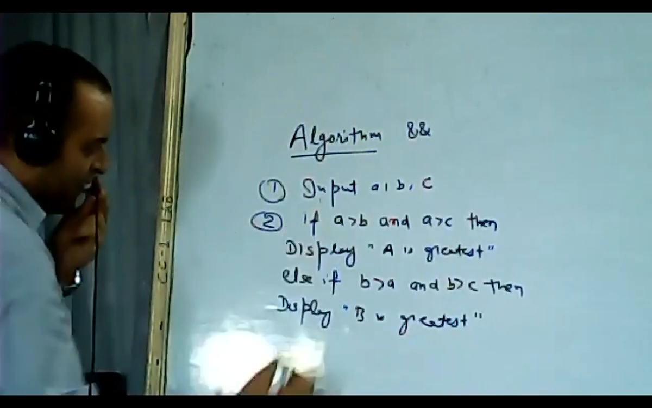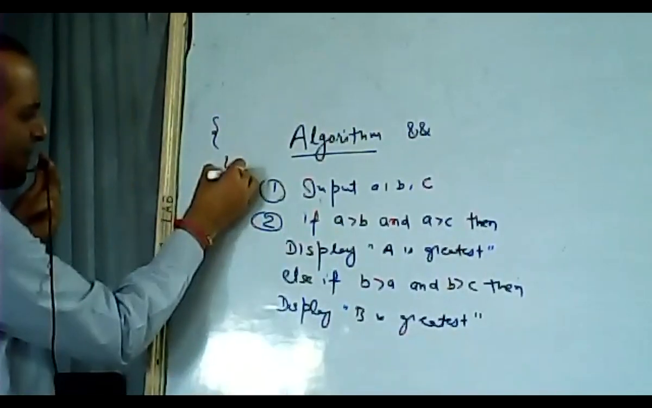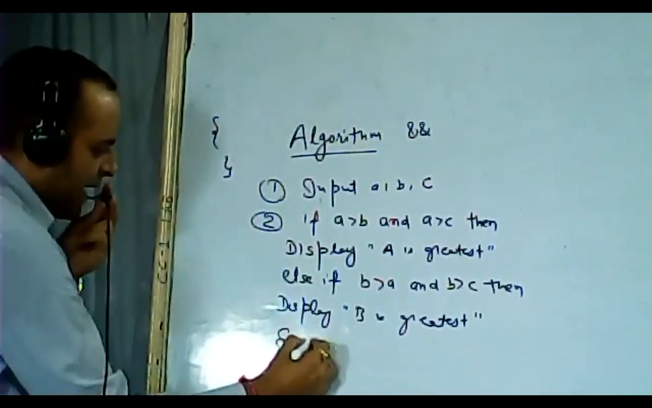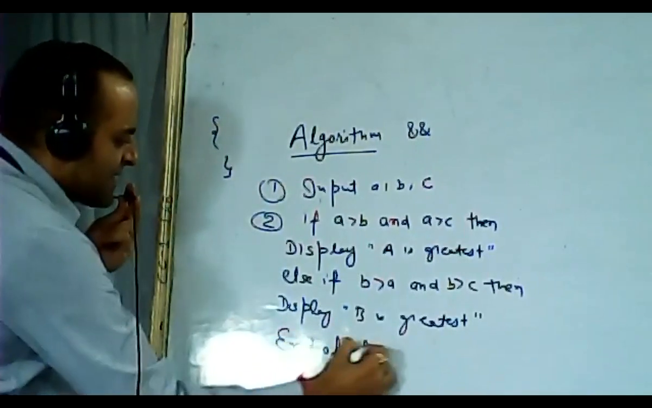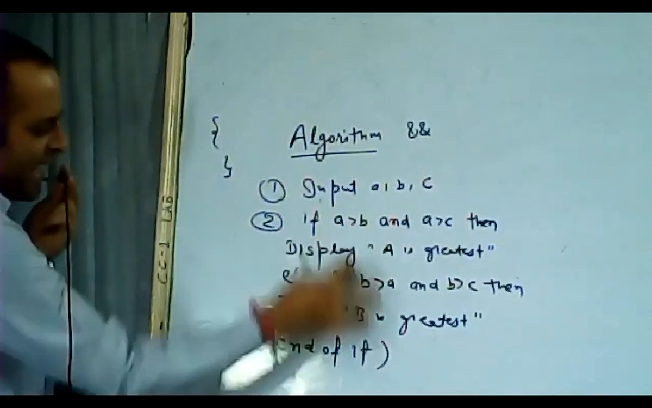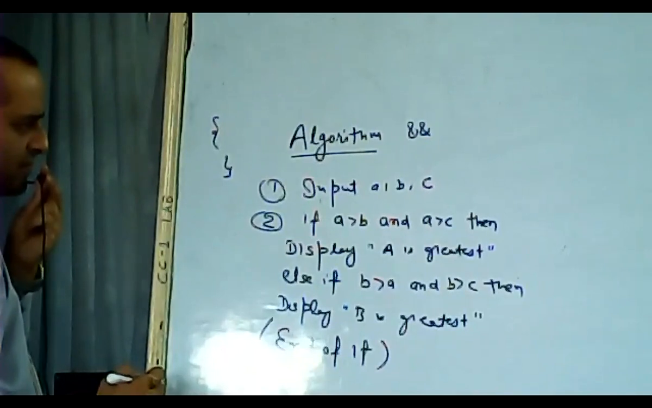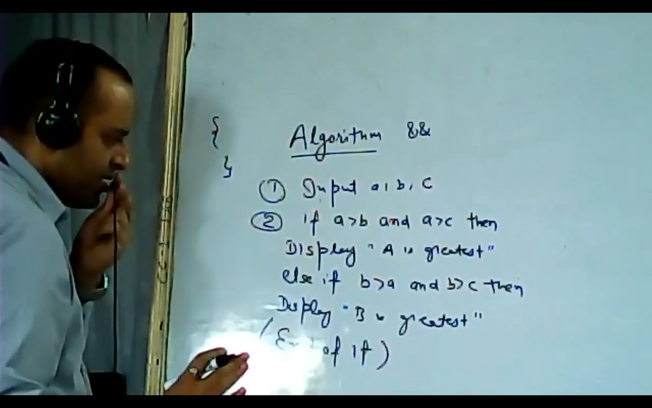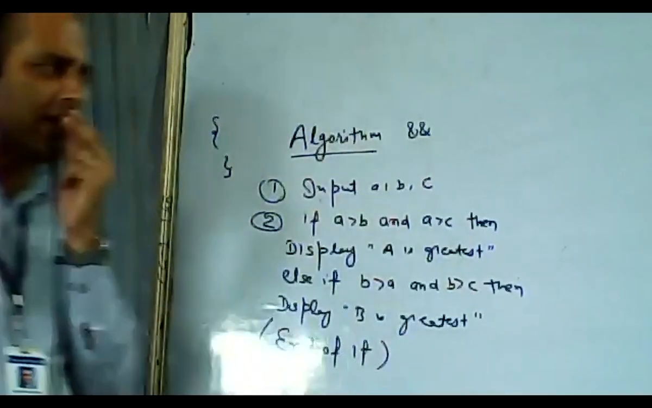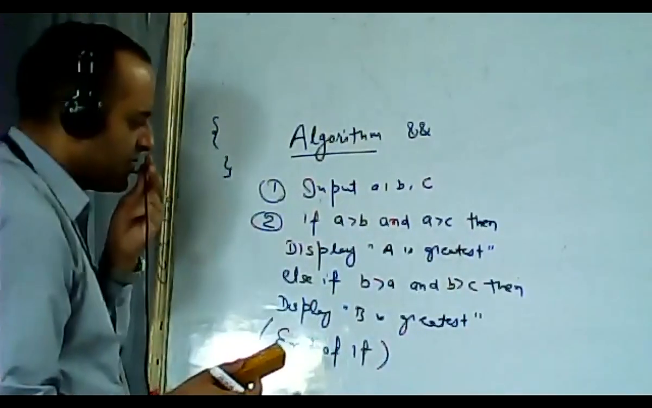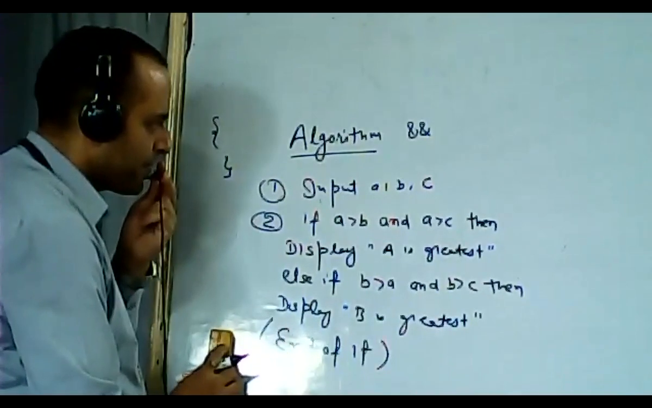And when you end the if, because in a program we use curly brackets, but here we use end of if. This end of if says this if is ending here. Is it clear to everyone? An algorithm is just a series of steps in which we describe the solution to any problem. There are no syntaxes for it.